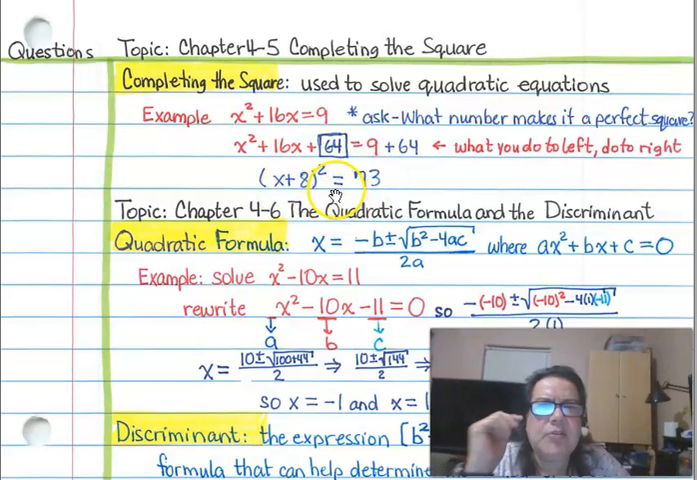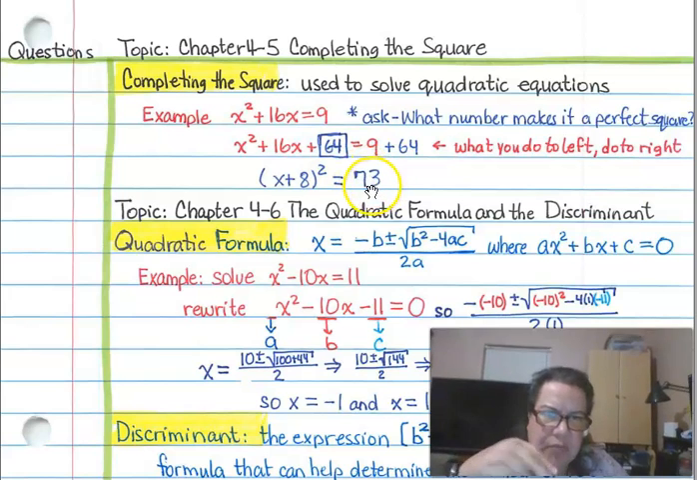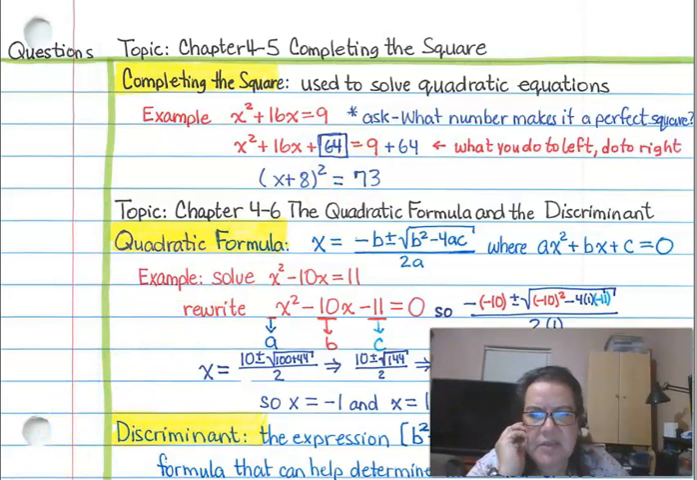Now you've been able to factor your quadratic equation, and now you can actually solve for x a little bit easier. Take the square root of both sides. That gives you x plus 8 equals whatever the square root of that is, and then move the 8, and there you have your x. You can solve it quickly. So let's look at your packet.